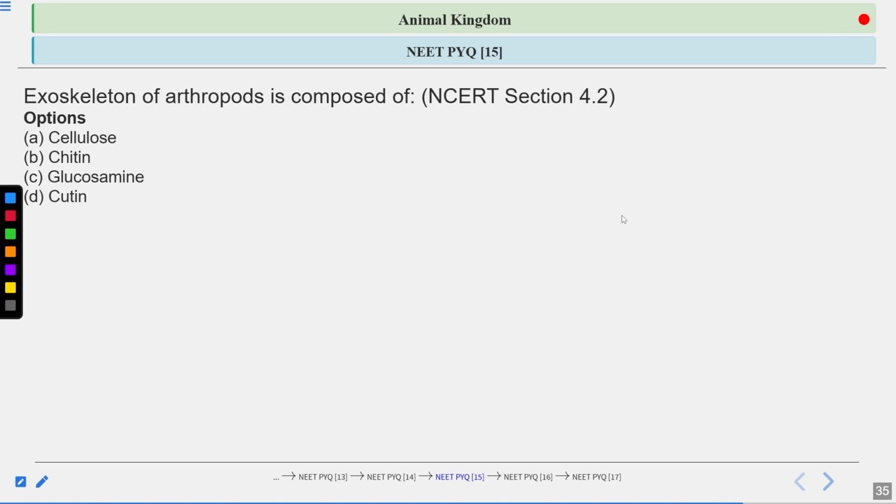Exoskeleton of arthropod is composed of. This question is coming from the NCERT section 4.2. Options are as follows. A, cellulose. B, chitin. C, glucosamine. And D, cutin. In the given time, you can solve this question and come up with the correct answer. Let us see the correct answer.